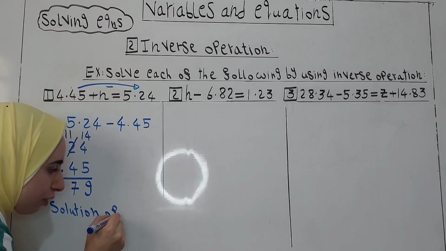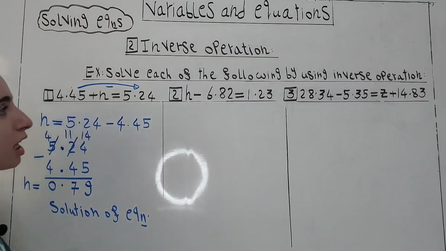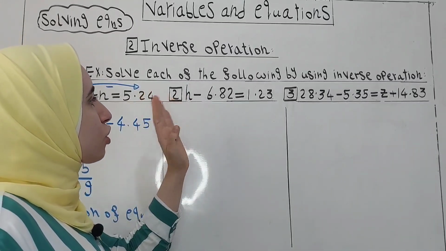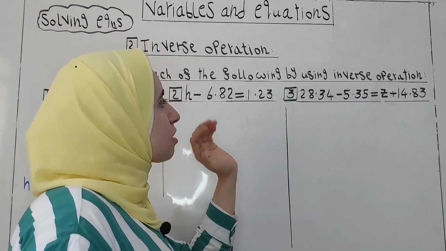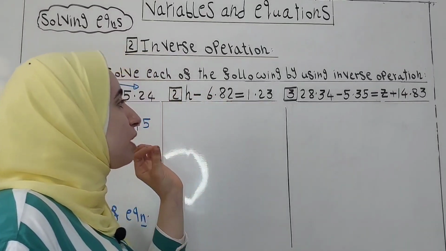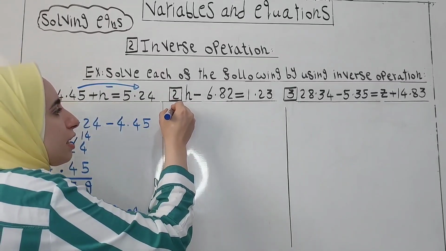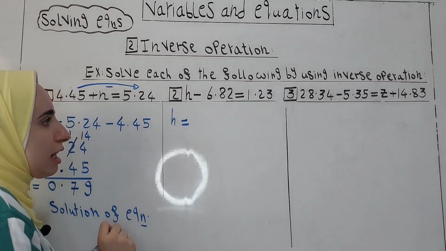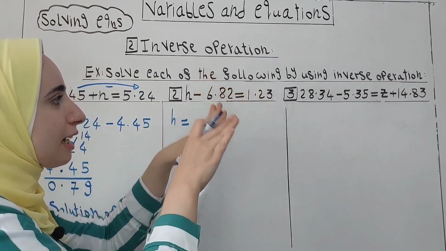Solution of equation number 2. H minus 6.82 equals 1.23. We need to solve for H. So we write H equals, and we write the number after the equal sign as it is.